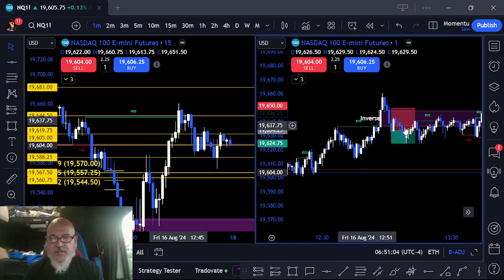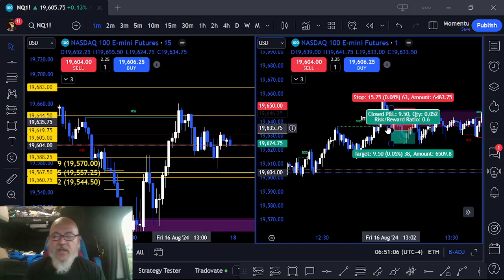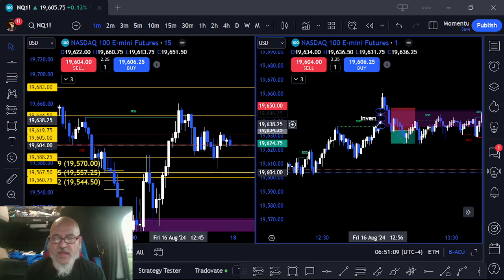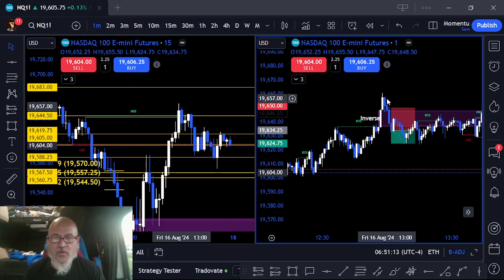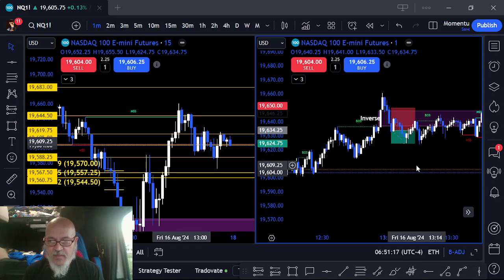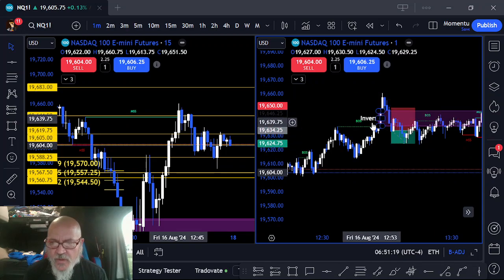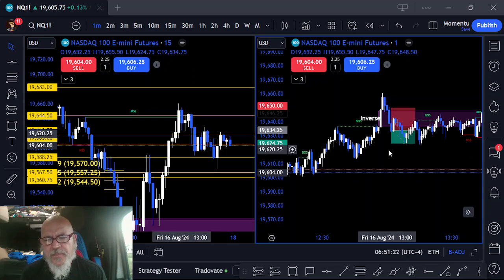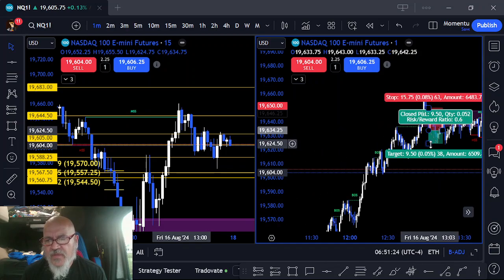This would pretty much be a manipulation move. Actually, the sellers are the ones that strongly pushed it up to get people in long, only to reverse price and bring it short and start stopping people out. Okay. So that was my entry.